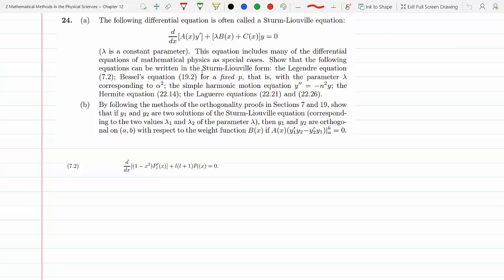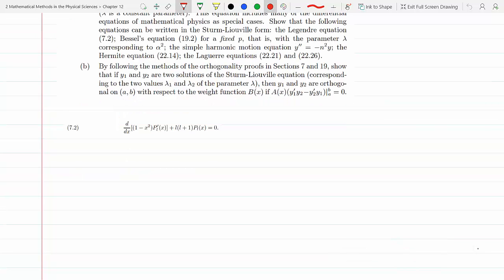So we'll start with the Legendre equation, equation 7.2, which I copied here. I'm going to show that this can be written as the above equation. So let's start with the Legendre equation, which is this, and let's see how we can put it in that form.